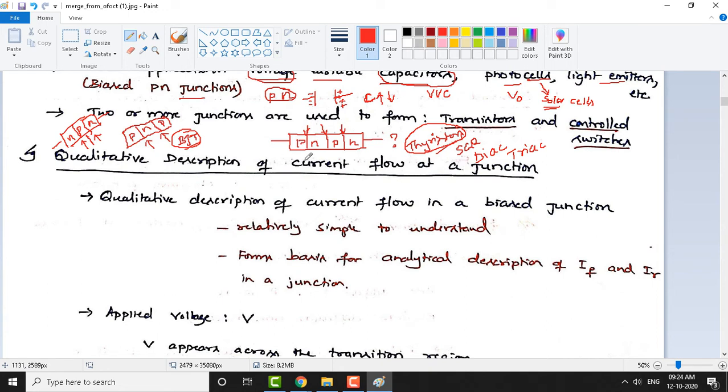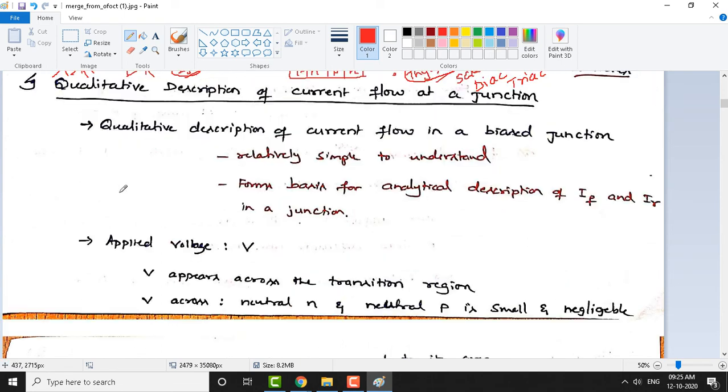That means if you understand strongly the working and the behavior of a PN junction, you can also understand other devices like BJT and thyristors, in particular the SCR, diac and triac. Okay, now let's move on to the other things.